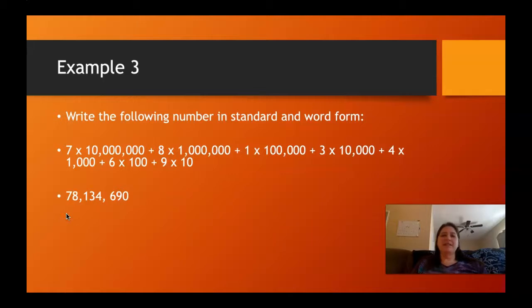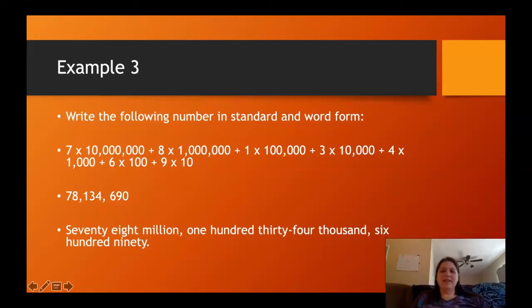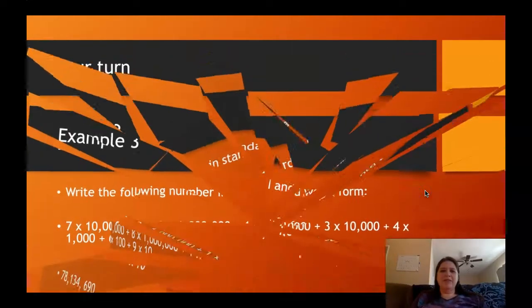78,134,690. And the word form, 78,134,690. Those are the 3 examples for you.